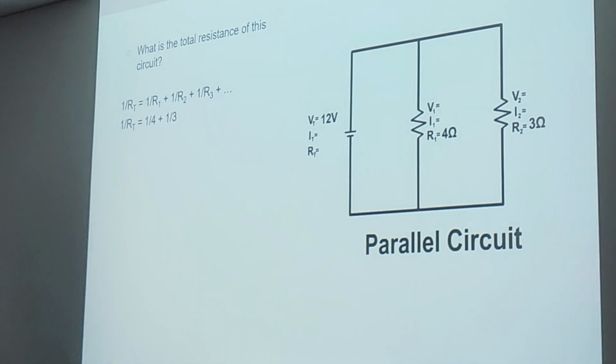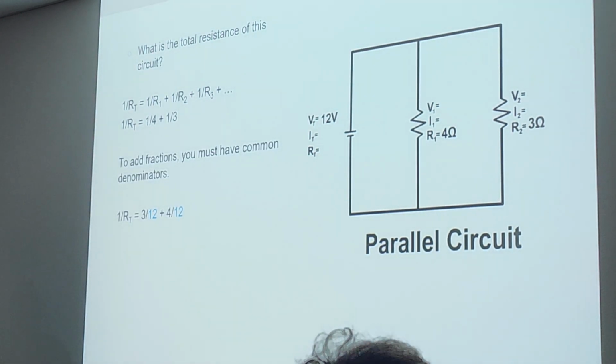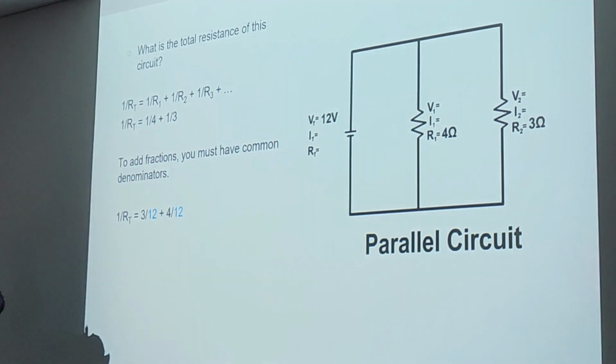That we have to have the common denominator. So you do 4 times 3 to get to 12, and then 3 times 4 to get to 12. And whatever you do to that bottom number, you would do it to the top number as well. That's how I got 3 over 12 plus 4 over 12. So then our resistance would be 12, our total resistance.